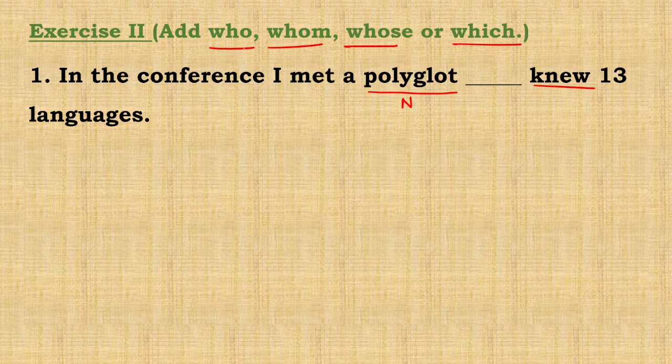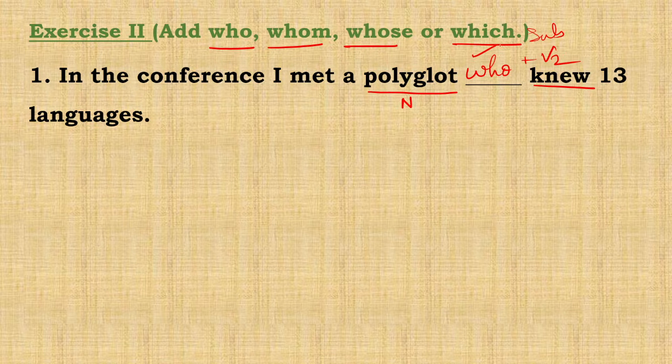I met a polyglot who knew. I met a polyglot whom knew. I met a polyglot whose knew or which knew. Can you tell me your answer? Who knew. It is not even whom. Whom is used for the object. This fellow knew something, that is directly V2. That is nothing but a subject combination. For the case of subject, we have to use who.